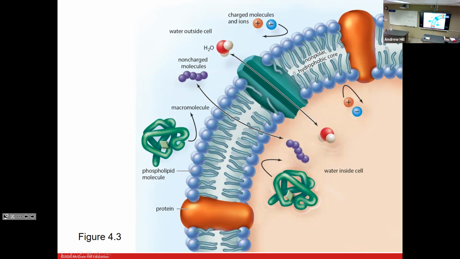So we have charged molecules. You see how this arrow is bending around. They're indicating that the charged molecules cannot go through this nonpolar hydrophobic core, because charged molecules like to associate with water. Are you guys familiar with that idea? Why would a charged particle like sodium be so attracted to water? Did Dr. Bach draw this on the board for you?